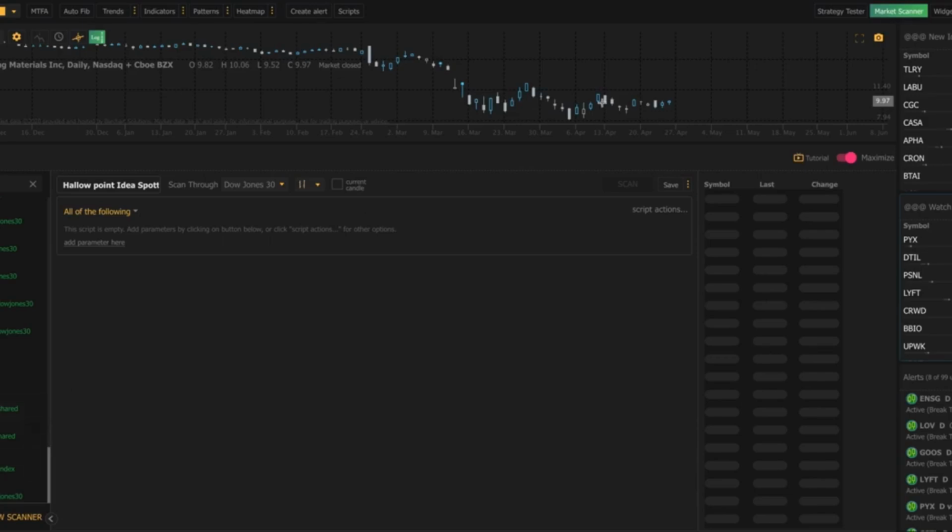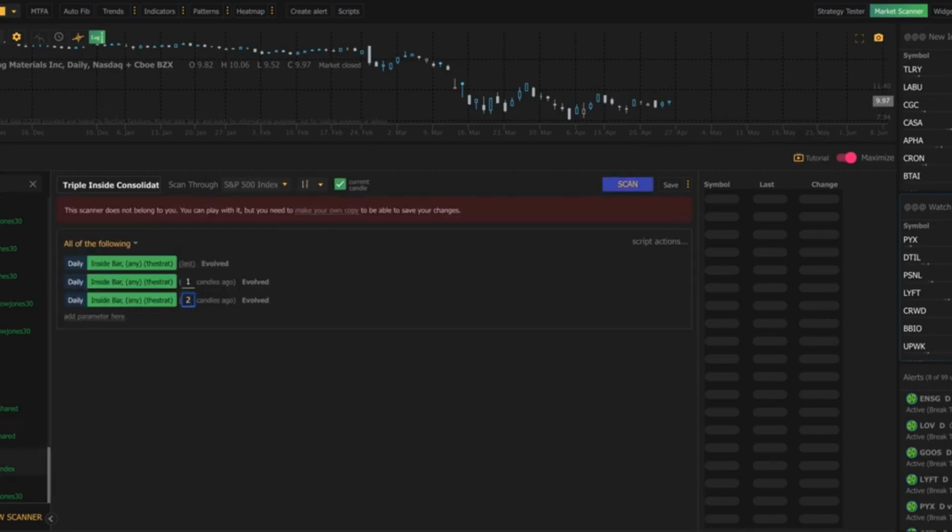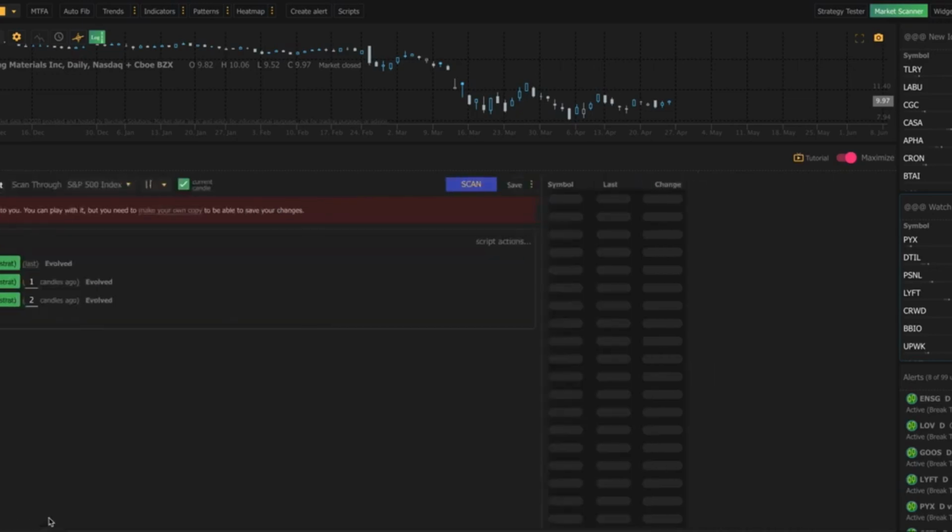So the first thing I'm going to do is I open the market scanner on the right, and I'm going to load my favorite scan, right, and it's called Triple Inside Consolidation. This scan looks for 3 inside bars in a row as defined by my friend Rob Smith on the strat, and that means that they are inside bars measured from the high to the low. So this is 3 in a row.